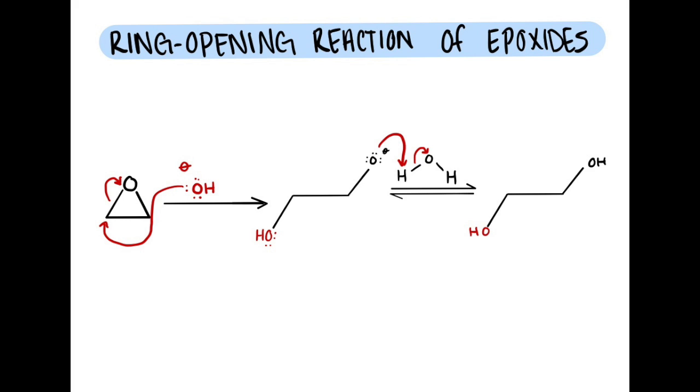Here you can see an example of an epoxide ring opening with a strong nucleophile. The first step is a nucleophilic attack. In the first step, hydroxide functions as a nucleophile and opens the ring in an SN2 process. The second step is a proton transfer. The resulting alkoxide ion is then protonated by water, resulting in our product.